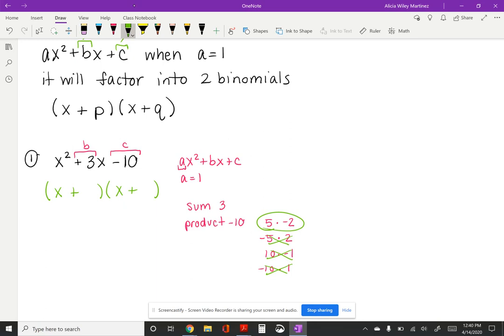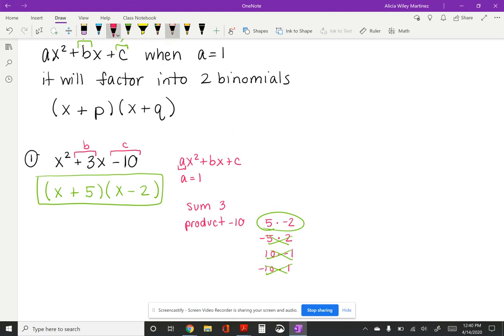So when I go to put these in place, it's going to be x plus a positive 5 and x plus a negative 2, which we won't write as x plus negative 2. We will just write it as minus 2. So we erase that plus sign and put the minus. Okay? And then this is going to be your final answer.